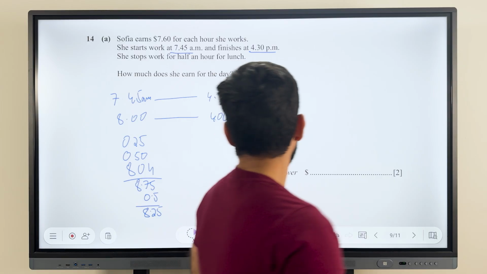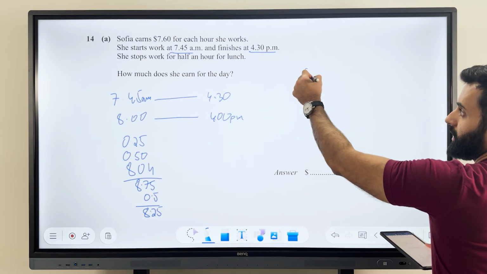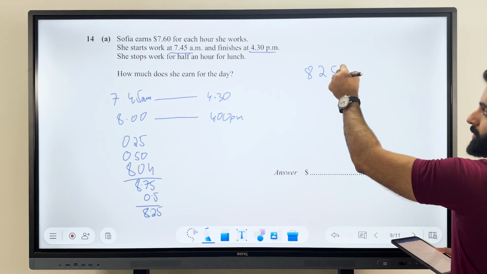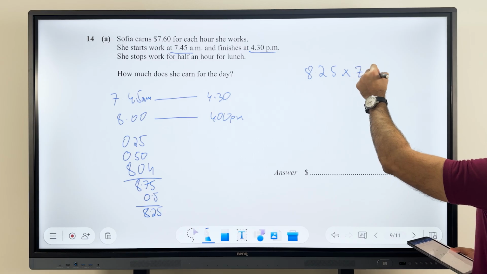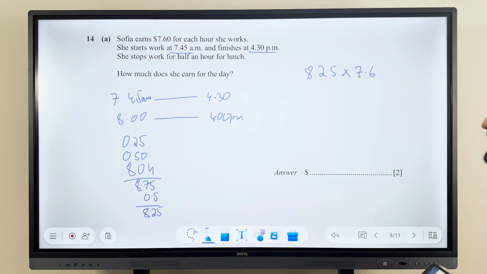Now 8.25 is the number of hours that she's working, for which every hour she is getting paid 7.6. So all we have to do is multiply. How do we multiply?